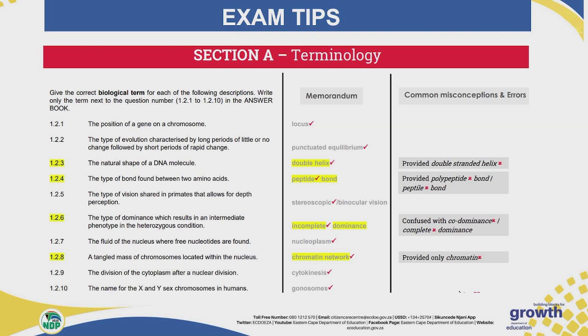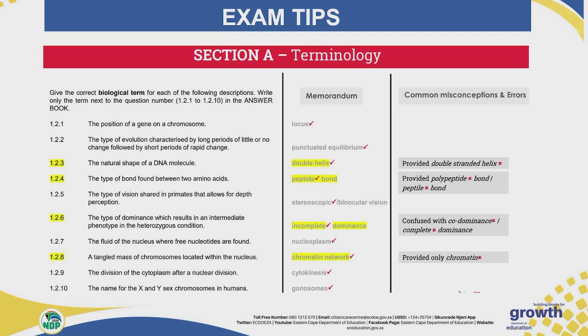The type of evolution that is characterized by long periods of little or no change, followed by short periods of rapid change, is punctuated equilibrium. The natural shape of a DNA molecule is a double helix. Be very careful that you do not say it's a double-stranded helix. It is a double helix.